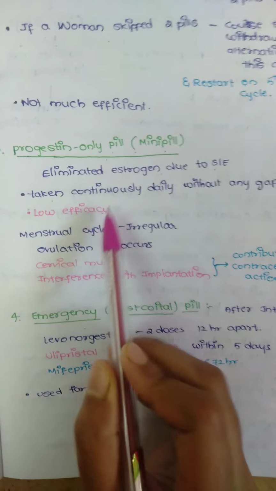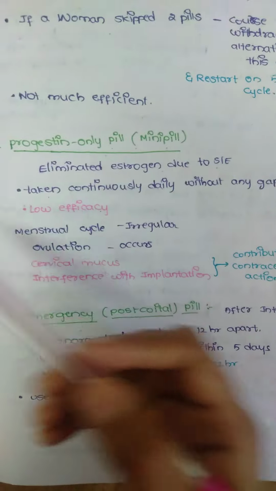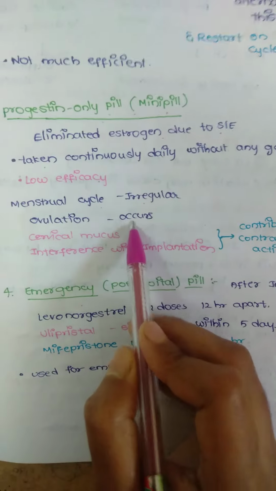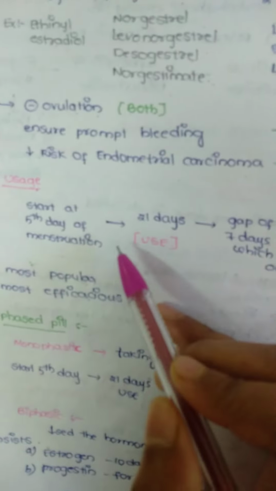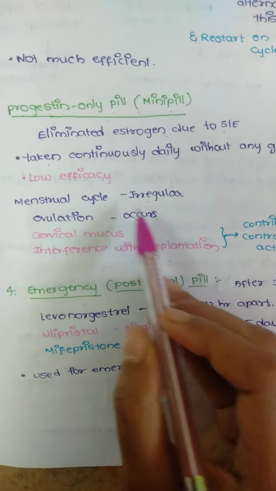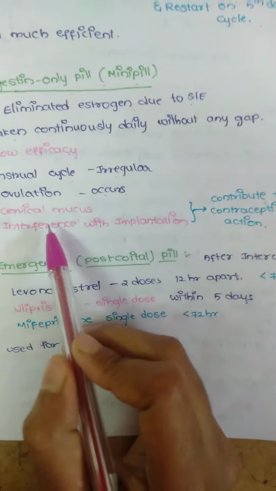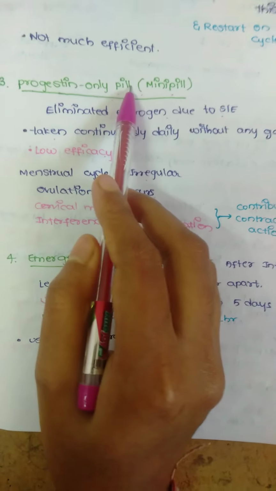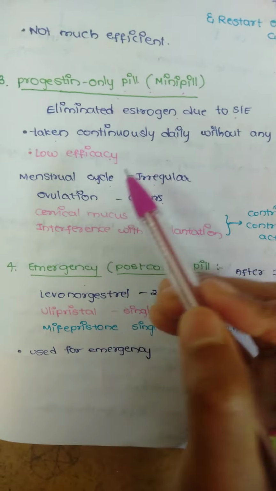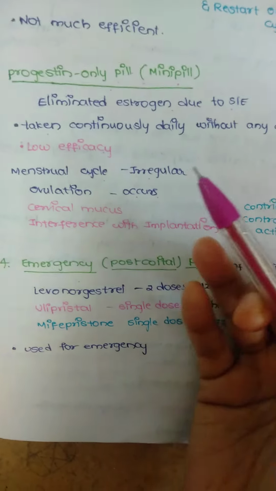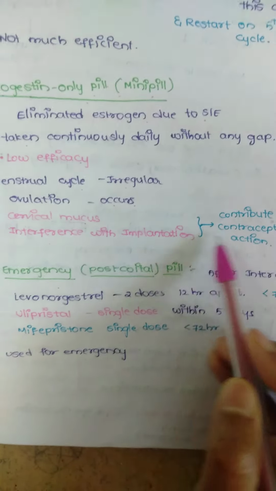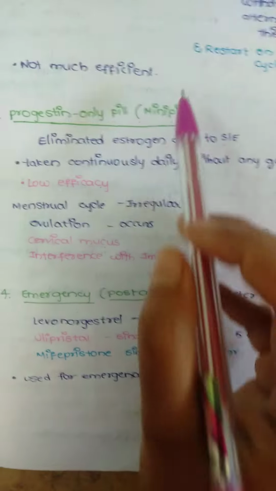They have low efficacy; these are not as efficacious as a combined pill. The menstrual cycle is irregular and ovulation occurs. Here it does not inhibit ovulation, as we discussed at the start, but ovulation occurs and the menstrual cycle is irregular. Cervical mucus changes and interference with implantation are the main actions of the progestin only pill. It does not interfere with the menstrual cycle or ovulation. Only the cervical mucus and interference with implantation contribute to the contraceptive action of mini pills.